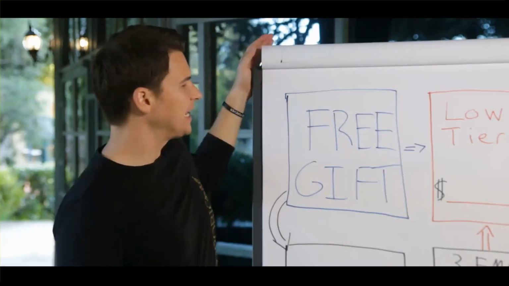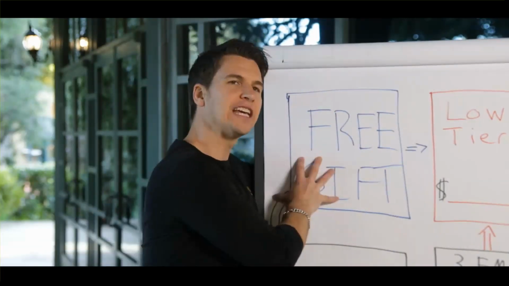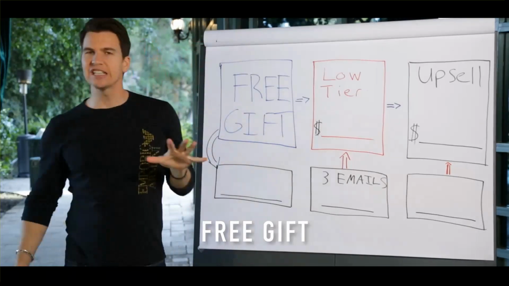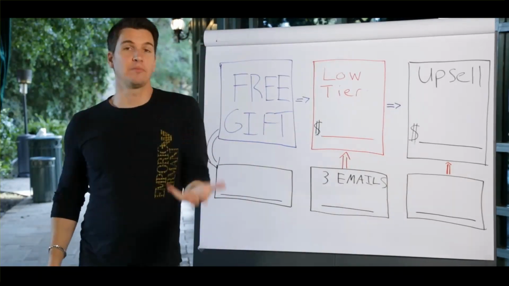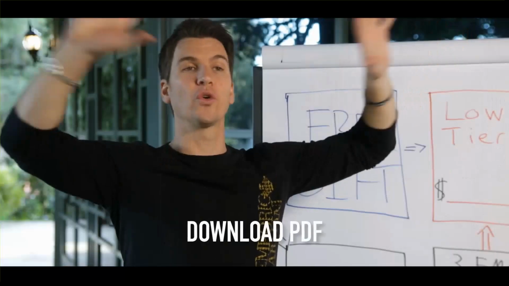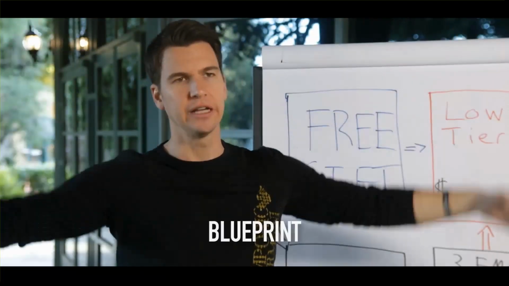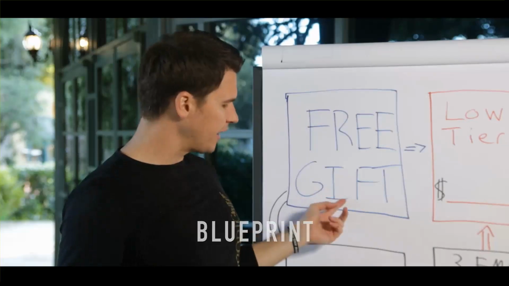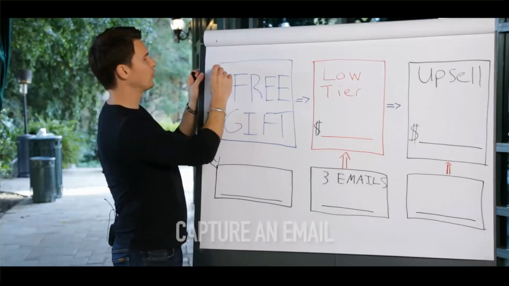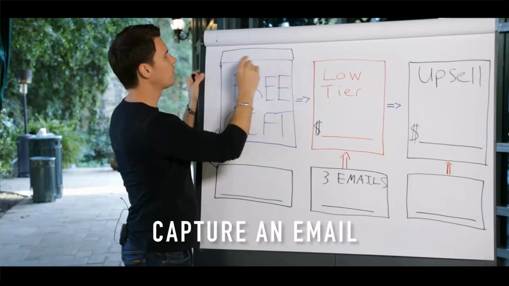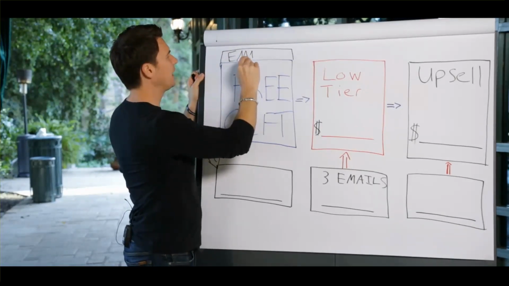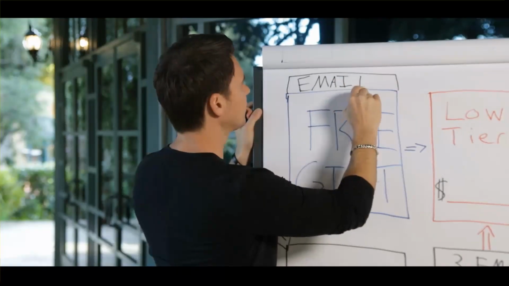So let's start from the beginning of a funnel. The first thing is a free gift. You've probably seen this where you've gone to pages online and you see this free book or this free download or this free PDF or this free blueprint. The whole purpose of the free gift is so you can actually capture an email, right? So the purpose up here is I want to get an email address.